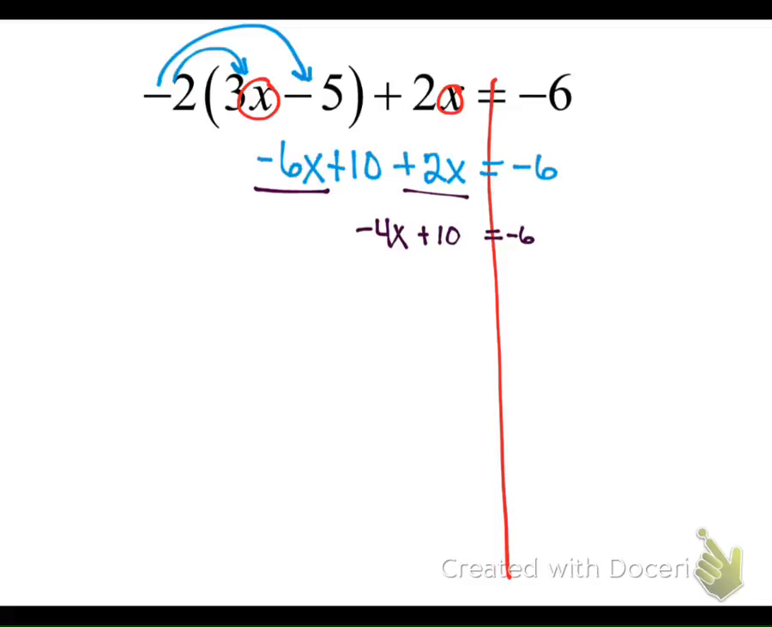And now we're stuck with the two-step equation. So I want to get that variable x by itself. So what do I get rid of first? Minus 10. My 10's cancel. I bring down my negative 4x. Negative 6 minus 10. Good, negative 16.